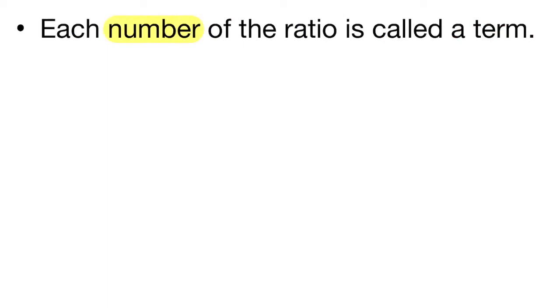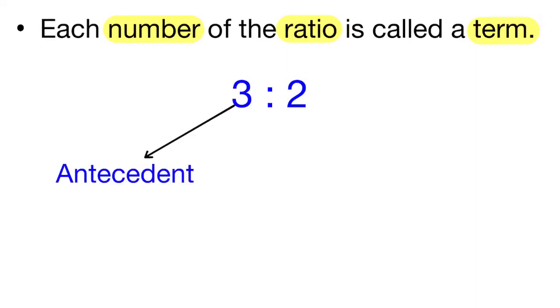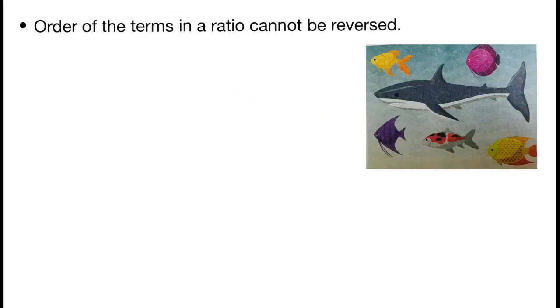Each number of the ratio is called a term. For example, in the ratio 3:2, 3 is the first term and 2 is the second term. 3 is called the antecedent and 2 is called the consequent. Order of the terms in a ratio cannot be reversed.